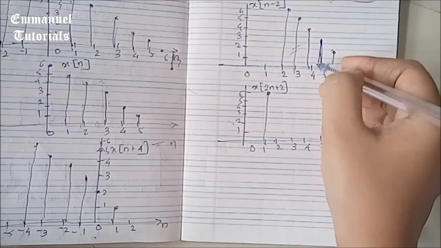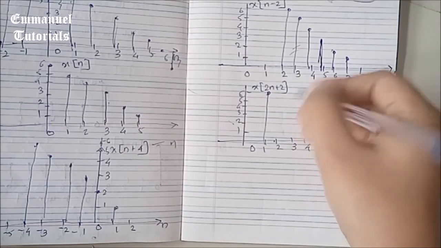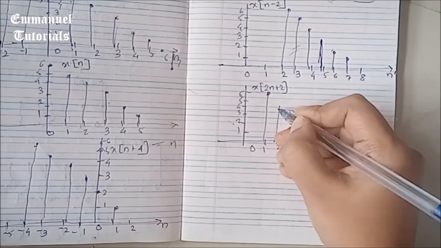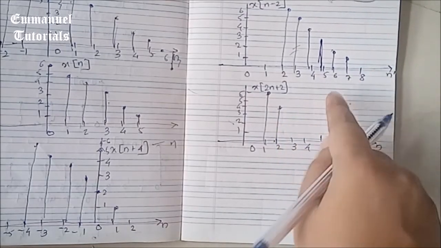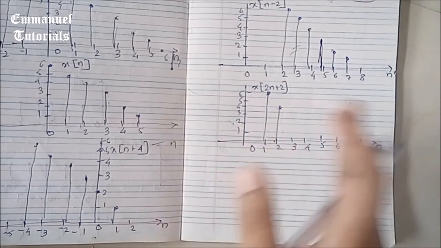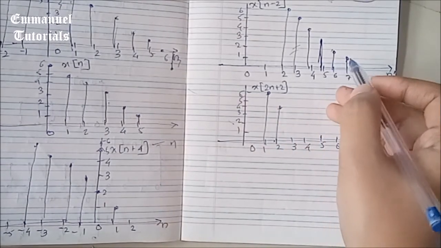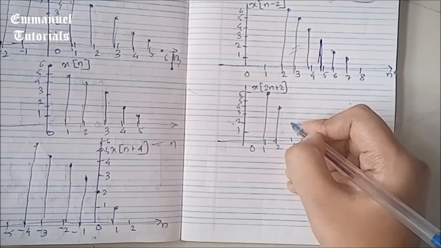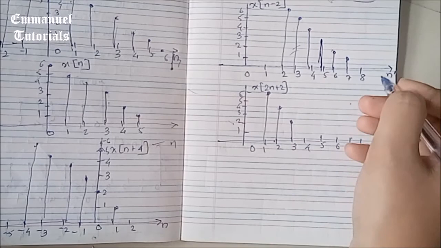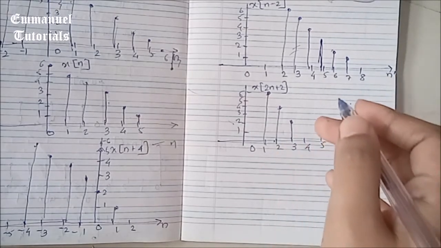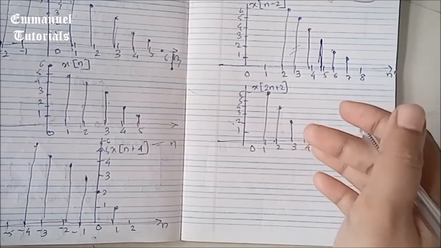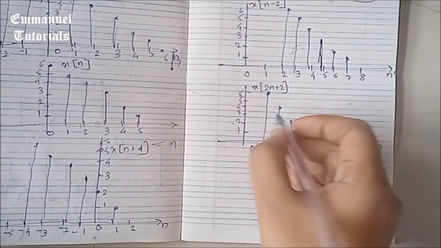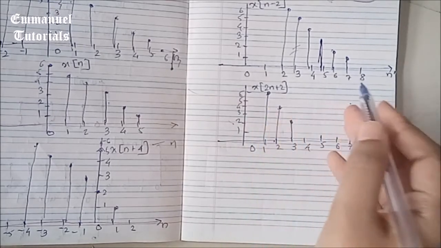Next, signal at 4 will appear at 4 divided by 2, which is 2, and the amplitude of the signal will be 4. Signal at 5 will appear at 5 divided by 2, which is 2.5, which doesn't appear, so again we eliminate it. Again, 6 divided by 2 will appear at 3 with amplitude 2. Signal at 7 should appear at 7 divided by 2, which is 3.5, which again doesn't appear, so we don't show it in the resultant signal. So this will be our x of 2n plus 2.